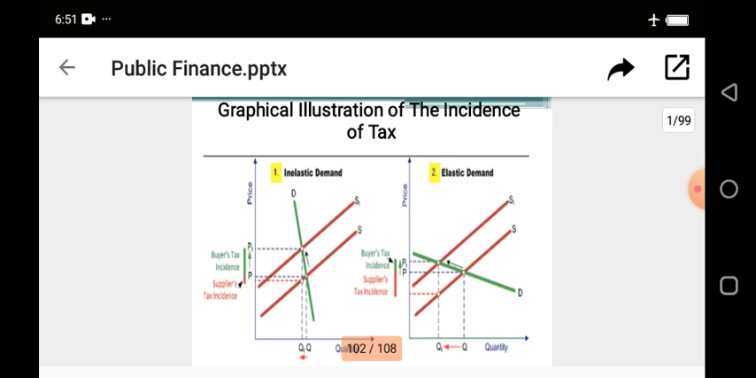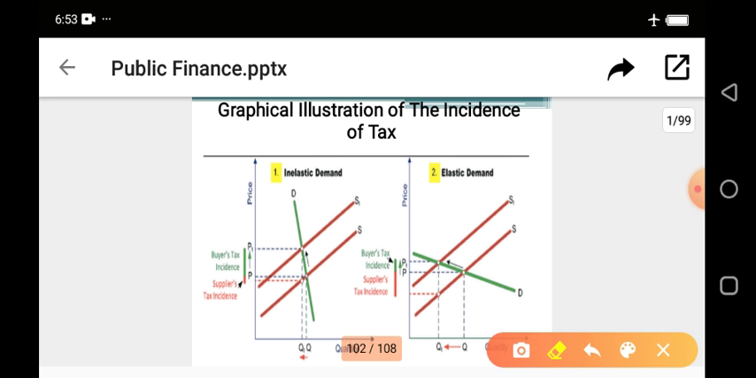So this first diagram, we have 2 diagrams there. The first you see is your indirect tax. Now the first one shows inelastic demand, while the second is your elastic demand. The first again is your inelastic demand, while the second is your elastic demand. Now take note of the price axis there, and the quantity axis there. Take note of those 2.